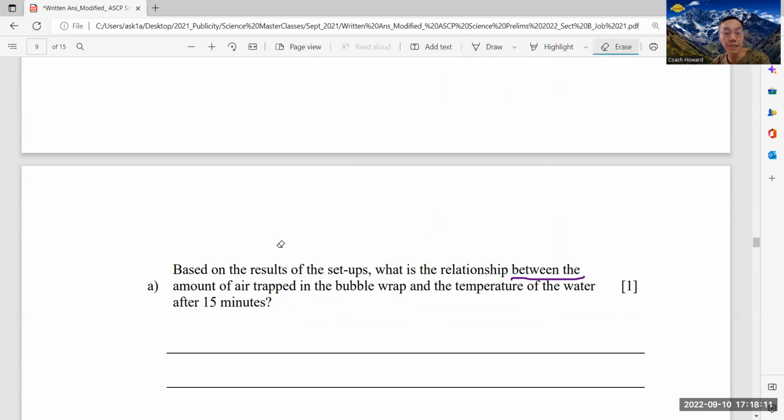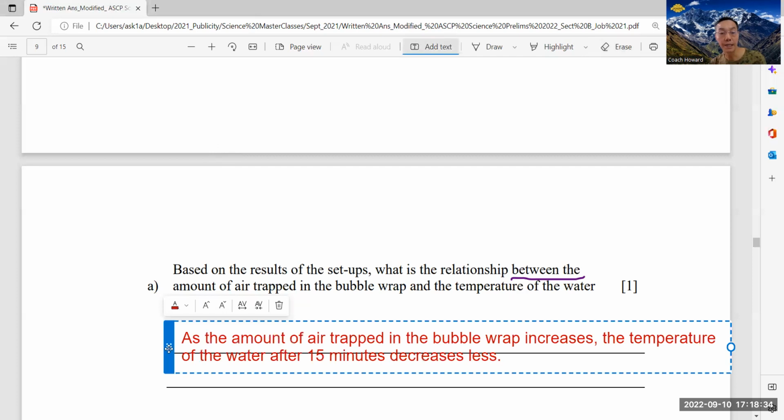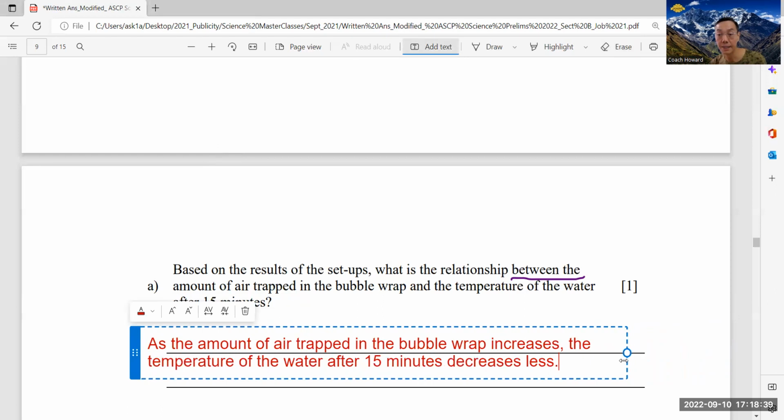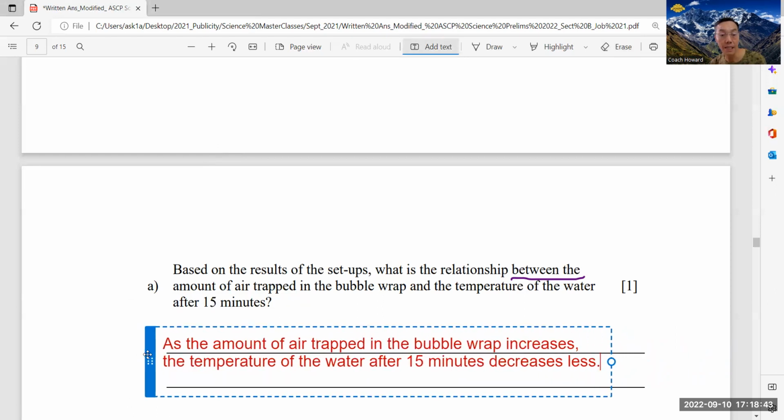So don't use other words. You just copy this. You say, as the amount of air trapped in the bubble wrap increases, what happened? The temperature of water after 15 minutes decreases less. So I just put here this part. I make it very clear for you to understand. Can you see I copy exactly the same words?